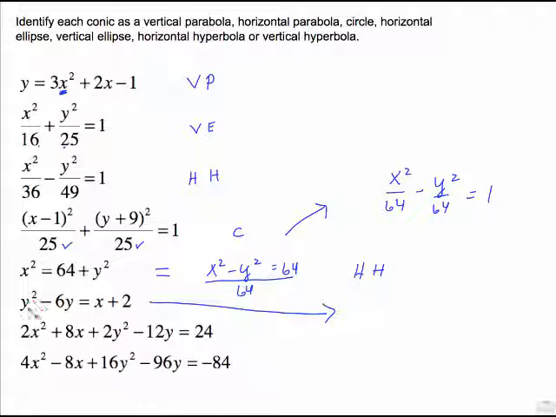Because only the y is squared, I know it is some sort of parabola. And because it's y squared, I know it is a horizontal parabola. So I don't really need to rewrite that at all. You could move the 2 to the other side, but it really doesn't matter.